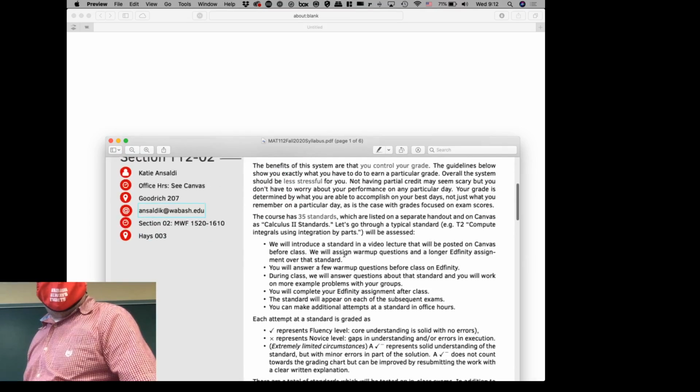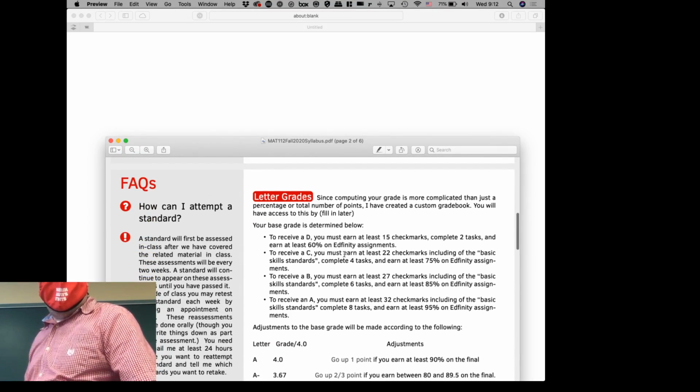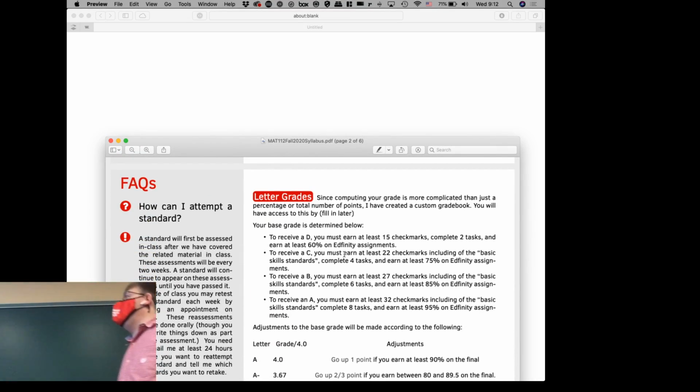So basically, how this is going to work is we have 35 standards. Those are different skills or concepts from the course. And to earn an A, for example, which is what you're all shooting for, right, you need to master at least 32 of those 35, complete 8 tasks, which we'll talk about later, and then get 95% on the online homework.